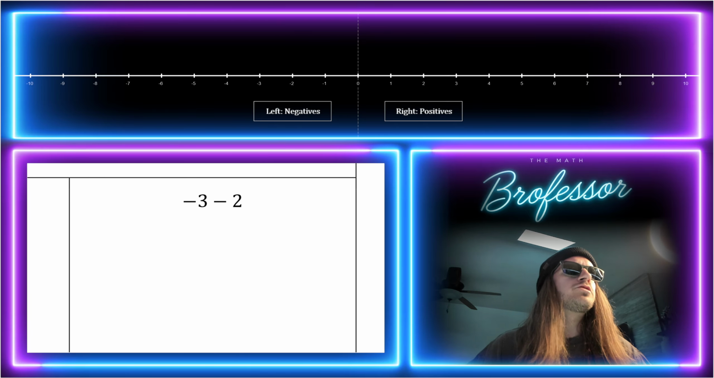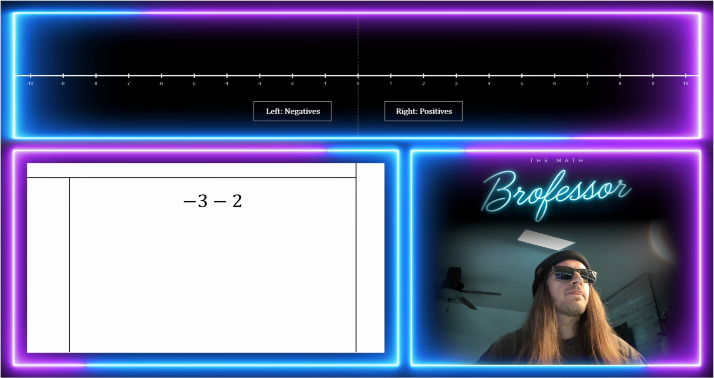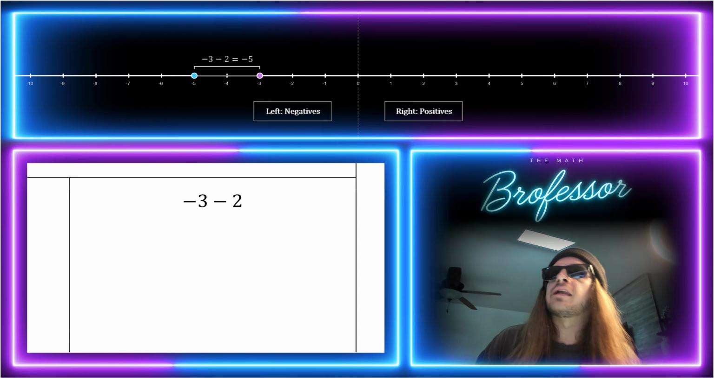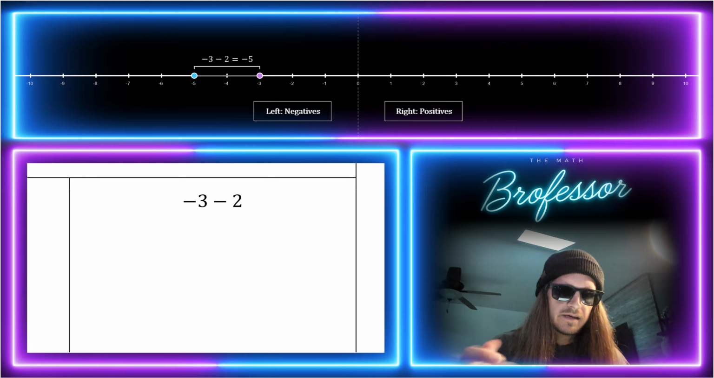Negative 3 minus 2, we start on negative 3. And we move 2 units to the left, and that lands us on negative 5. So negative 3 minus 2 is negative 5.